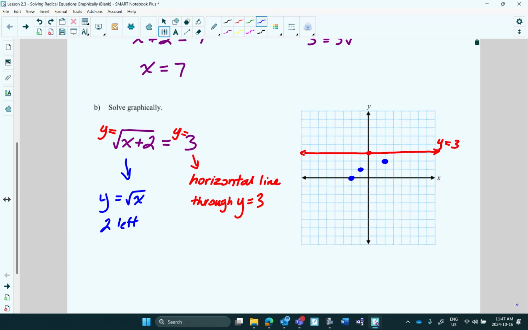Or sorry, 9, 3. Which would be way out here. 9, 3 would be out here, and then I go 2 to the left. So that would be actually a third point.